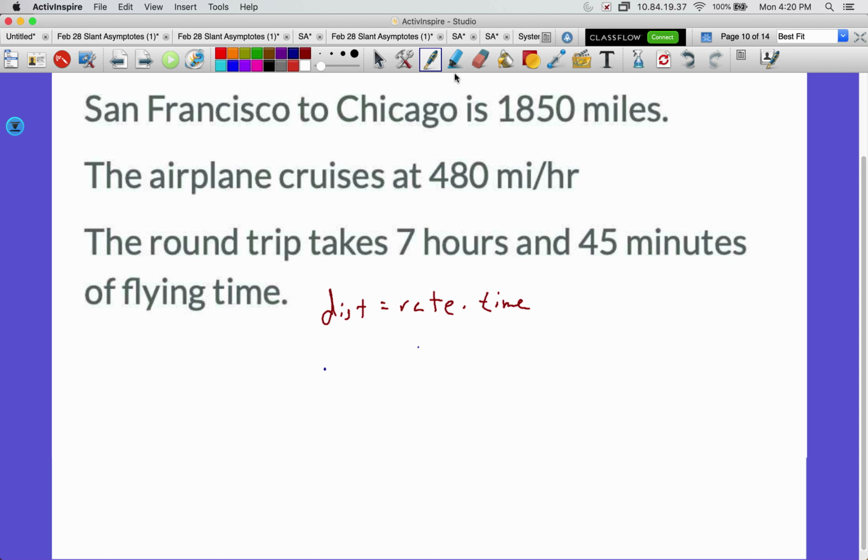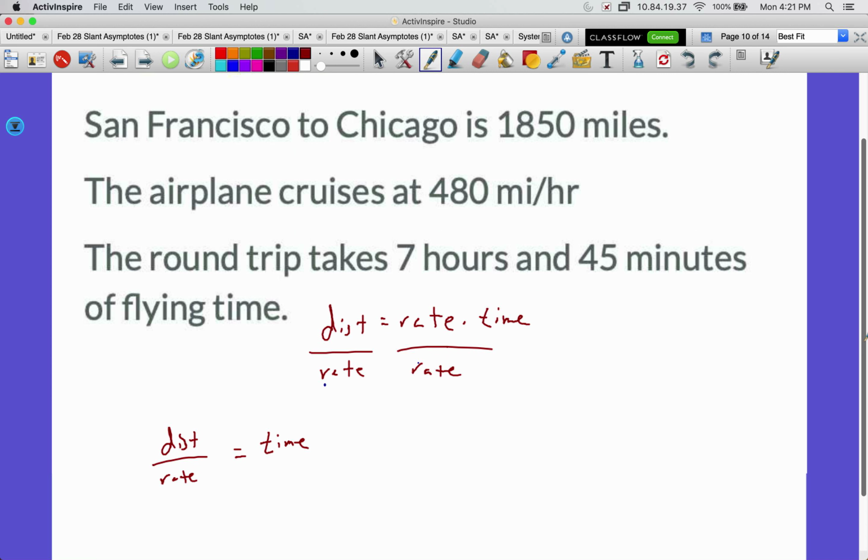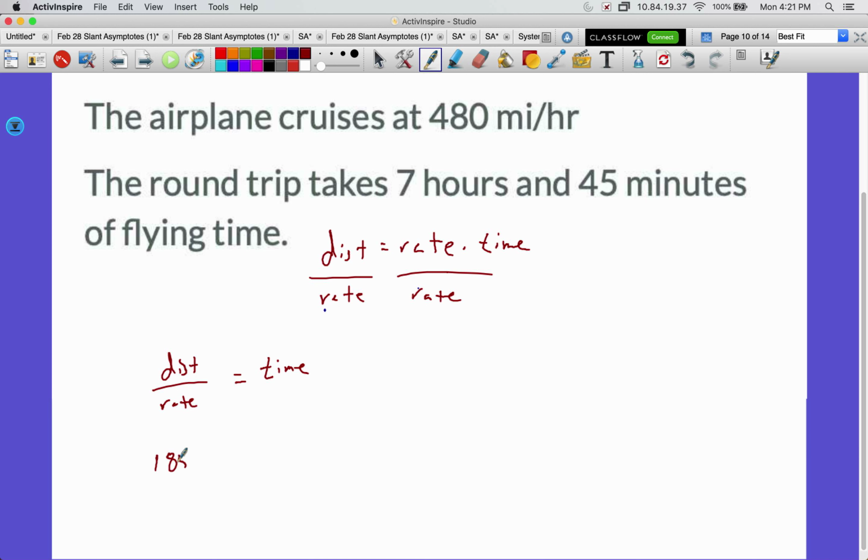So let's divide rate to both sides. And our distance equals rate times time, and we've got distance divided by rate equals time. All right, and now we can do our distance, 1850, divided by our rate, which is going to be 480 plus W, one direction.